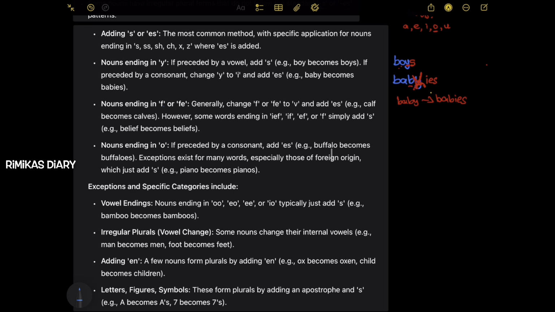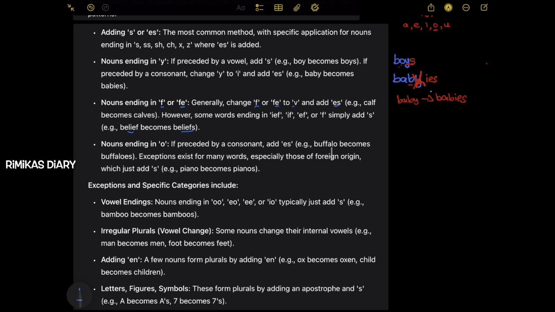Next, nouns ending in f or fe. Generally, change f or fe to v and add es. Example, calf becomes calves. Generally, when a word ends in f or fe, you change f or fe to v and then add es. However, some words ending in ief, if, ef, or f simply add s. Example, belief, beliefs.